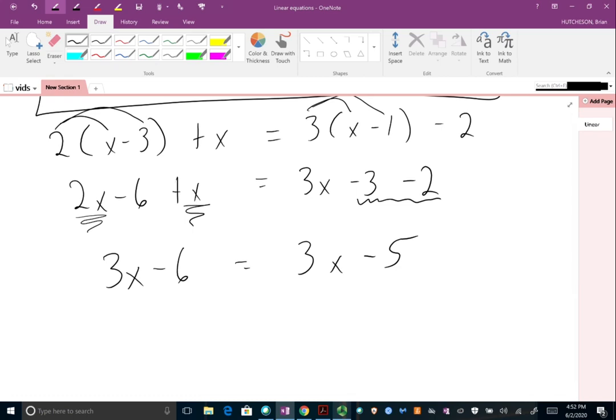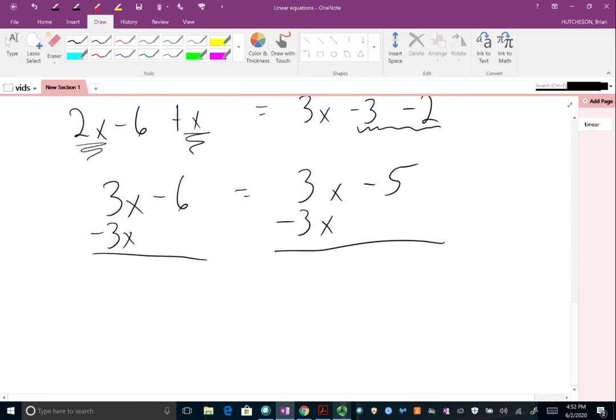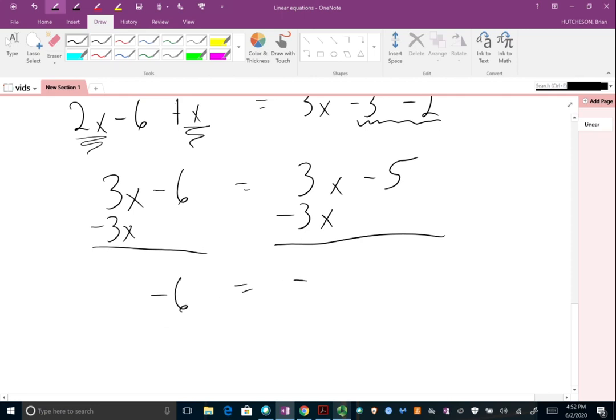What does it mean to solve? Well, it means to get my x's on the same side. We have a problem, folks. This equation was not solvable. Our x's went away. When your x's go away, they can lead to a contradiction or to an identity. This one happens to be a contradiction because there is no way that -6 is equal to a -5.